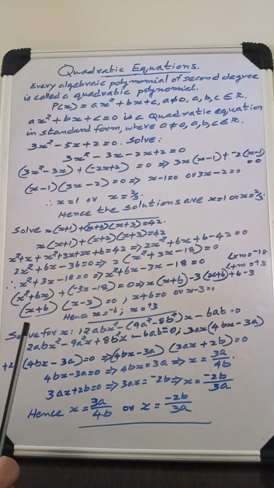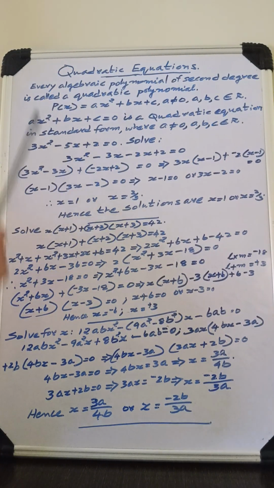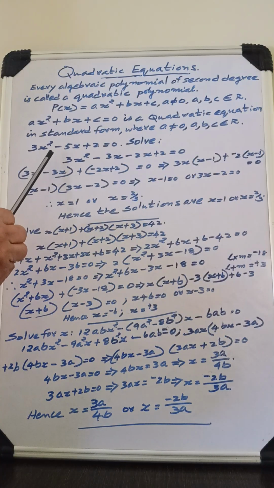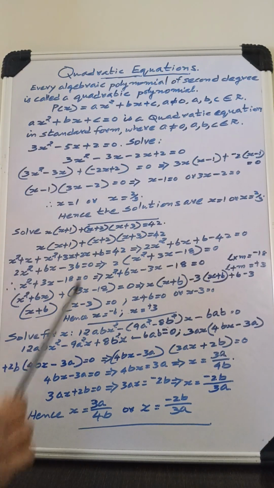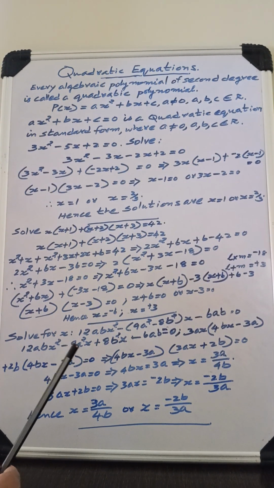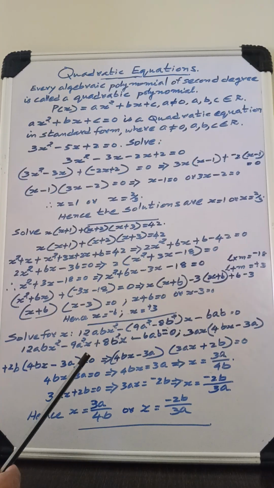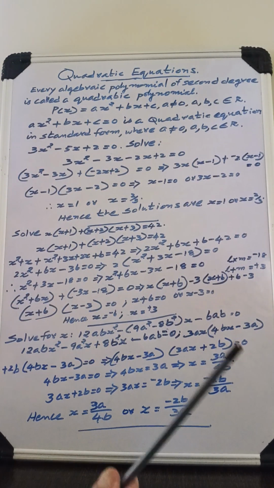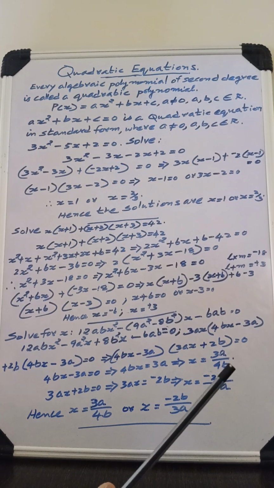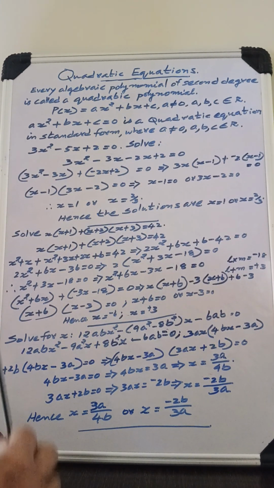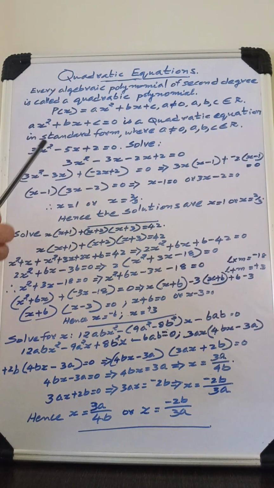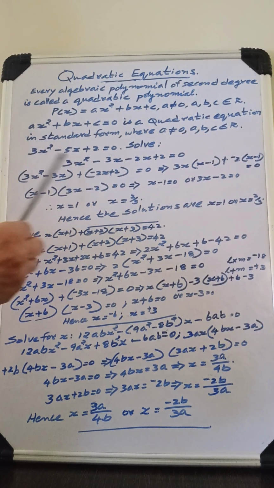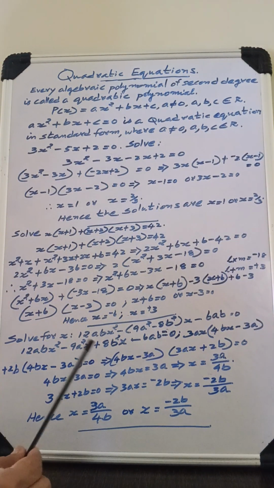For that, minus 5x has the possibility minus 3x and minus 2x, or minus 4x and minus 1x, or minus 1x and minus 4x. Like that we can say. But we have to consider the first term and the last term along with it.